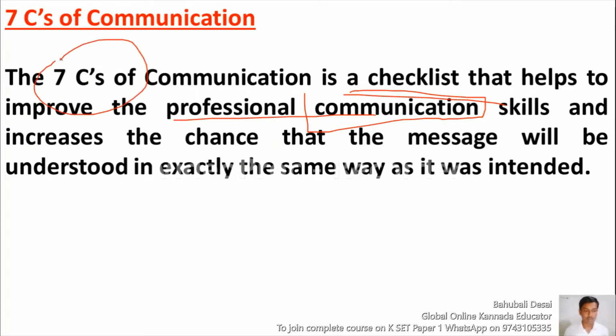these 7 C's. Yes, ನಾವು ಬೇರೆ ವ್ಯಕ್ತಿಗಳೊಂದಿಗೆ, ಜನರ ಗುಂಪಿನೊಂದಿಗೆ ಪರಿಮಾಣಾತ್ಮಕವಾಗಿ ಸಂವಹನವನ್ನು ಮಾಡಲು ಈ 7 Cಗಳನ್ನು ನಾವು ಬಳಕೆ ಮಾಡಬಹುದು. And also these 7 C's of communication increase the chance that the message will be understood in exactly the same way as it was intended. So whenever the sender is going to send the message, the receiver will understand it very clearly if you use these 7 C's. So ಈ 7 Cಗಳ ಬಳಕೆಯಿಂದ ಯಾವುದೇ ಒಬ್ಬ ರಿಸೀವರ್ ಸೆಂಡರ್ ನೀಡಿರೋ ಮಾಹಿತಿಯನ್ನು ಸರಿಯಾಗಿ ಅರ್ಥ ಮಾಡಿಕೊಳ್ಳಬಹುದು.